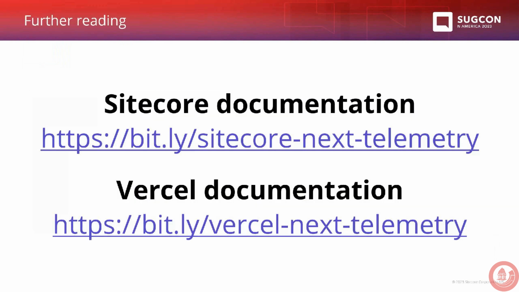Sitecore's got some documentation on this that you can check out here. Vercel's also got some documentation. That's not the only way that you can disable the telemetry, but I think it's the easiest. Highly recommend that you check both of those out.